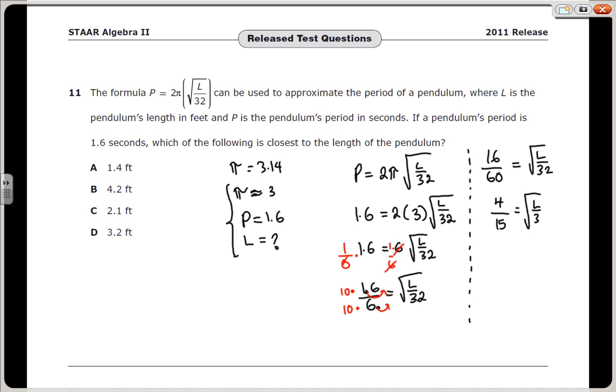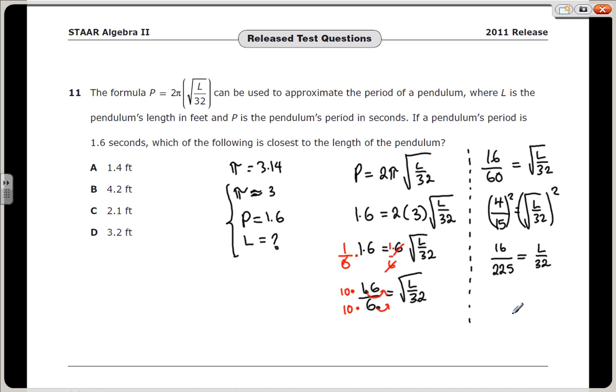Now to get rid of the square root, we're just going to square both sides. So I square this, and then I square that. So I'm going to be left with, on the top, 16 divided by 225 equals L over 32.